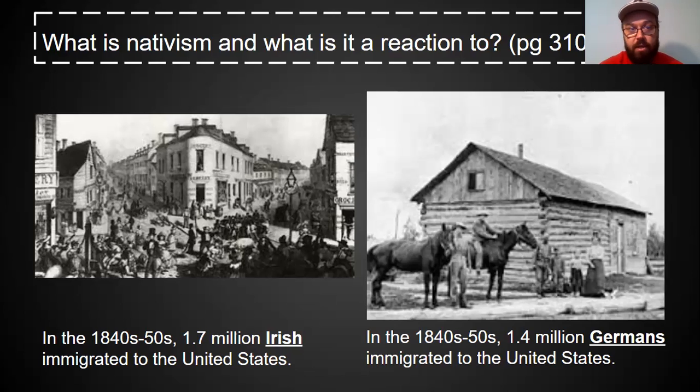So the Irish are trying to come here and they're moving to the cities, and there's a very strong anti-Irish sentiment as a result. Germans, on the other hand, are actually coming here more for political reasons. There's political instability in Germany at the time. And most of the Germans who come here come relatively economically stable. So they're not really like, oh man, I got to get a job, I'm desperate.